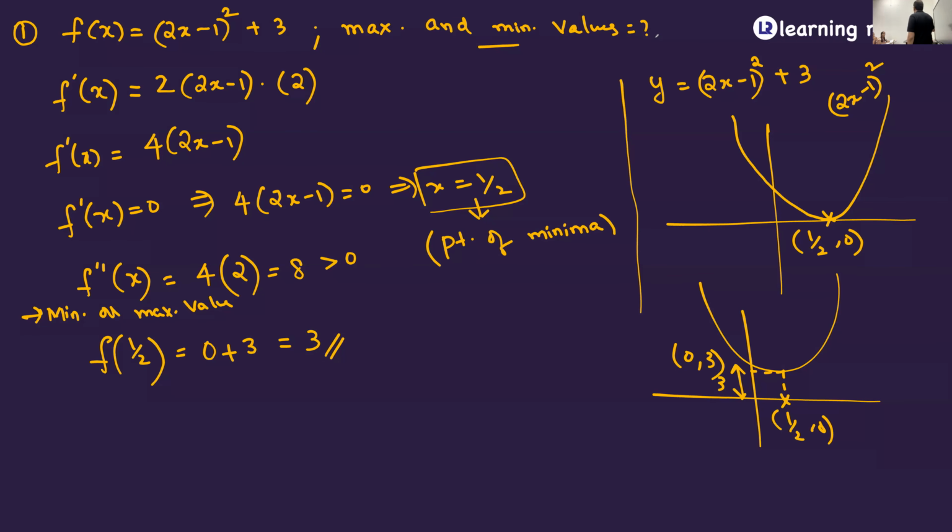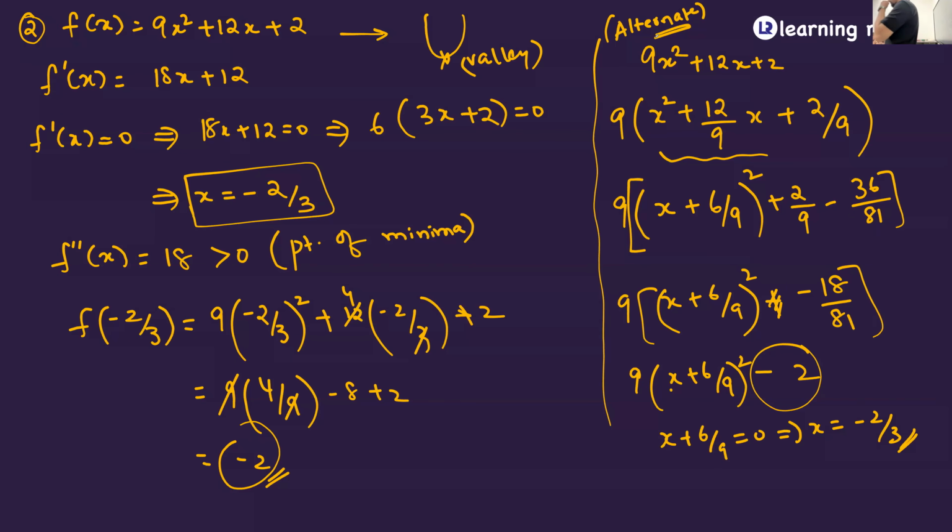Similarly, what should be the critical point? Equate this to 0. X should be half. That's what you got. That's how it works. So, are you able to understand that algebra and calculus are actually related? Clear?